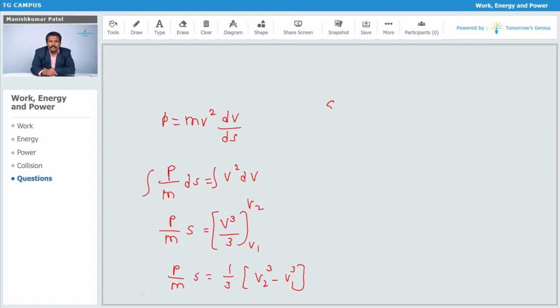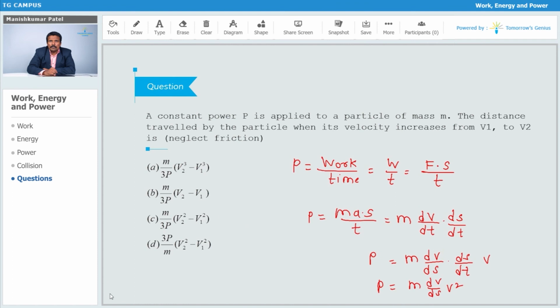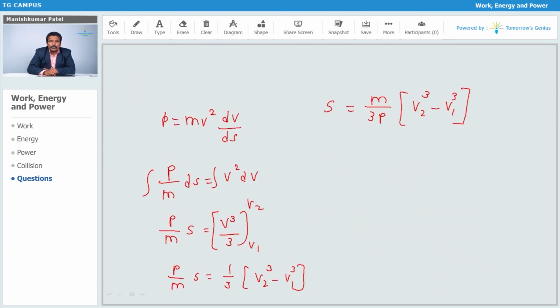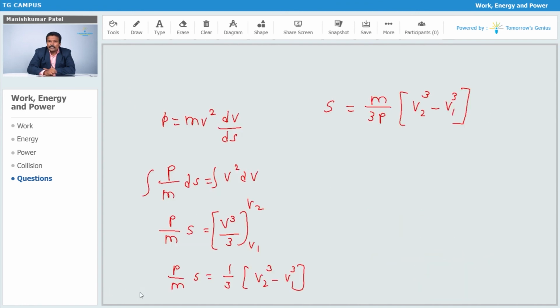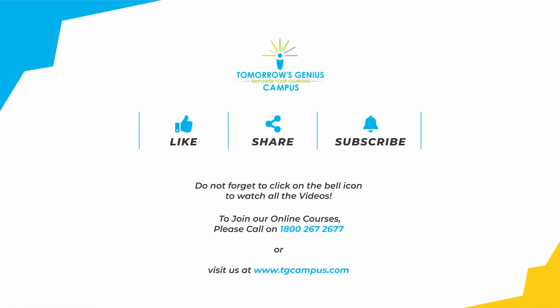So distance traveled is s, so m upon 3P into v2 cube minus v1 cube over here. So this is what we can say, m upon 3P into v2 cube minus v1 cube. So your option A is correct for this particular case.